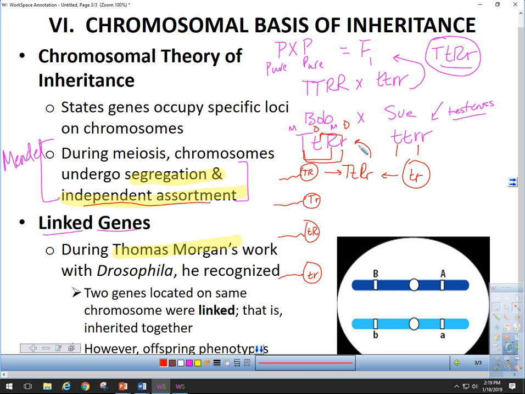Okay, this baby is going to be big T, little r. Well, that baby doesn't look like either parent because Bob, and I'm going to change color so that you can see this, I'll use a green. Bob is tall, comma, round. Bob marries Sue, a complete recessive. She is short, comma, wrinkled. So this offspring doesn't look like Bob and doesn't look like Sue.